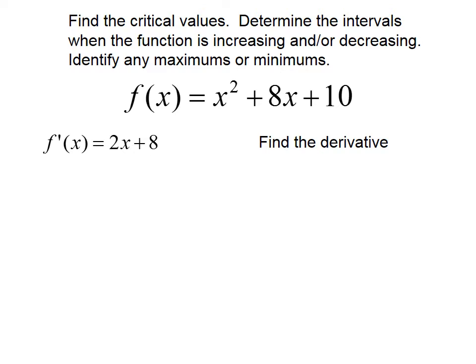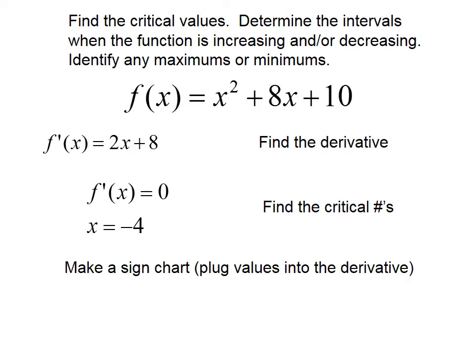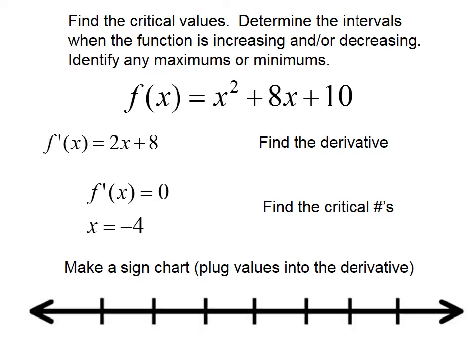Remember, the critical numbers occur when the derivative is either 0 or undefined. Since 2x plus 8 is never undefined, we have to find when the derivative is 0, and that is x equals negative 4. Once we have that critical number, we're going to plug it into the derivative. So we're going to evaluate the derivative around negative 4.